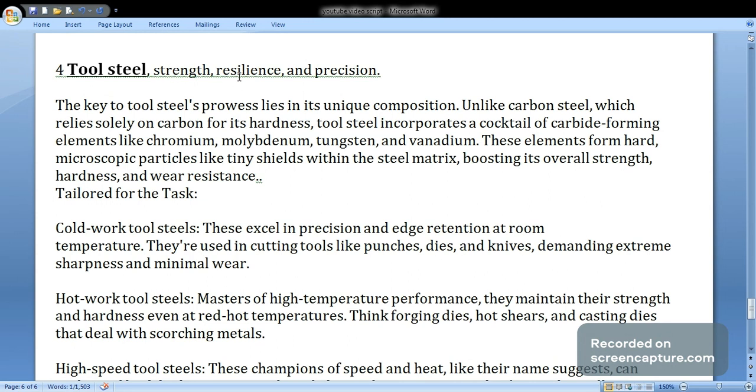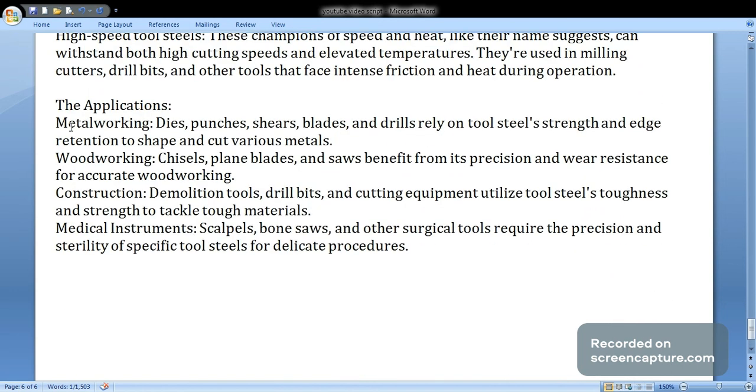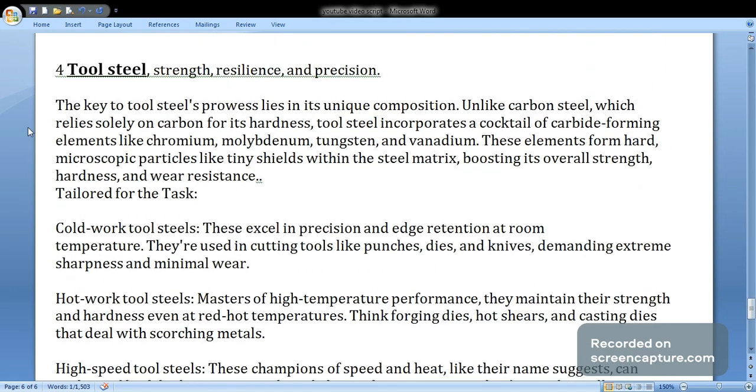Its strength, resilience, and precision. The type of tool steel. The key to tool steel is unique: carbon steel is known for its hardness. Tool steel incorporates carbide forming elements like chromium, molybdenum, tungsten, and vanadium. These elements form hard microscopic particles within the steel matrix, boosting its overall strength, hardness, and wear resistance.